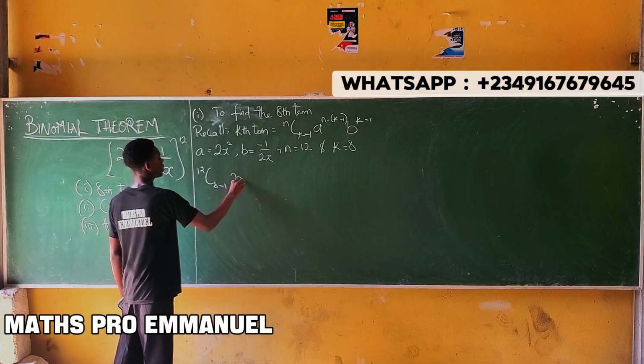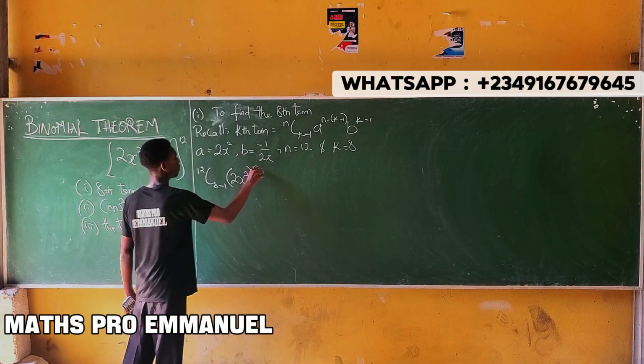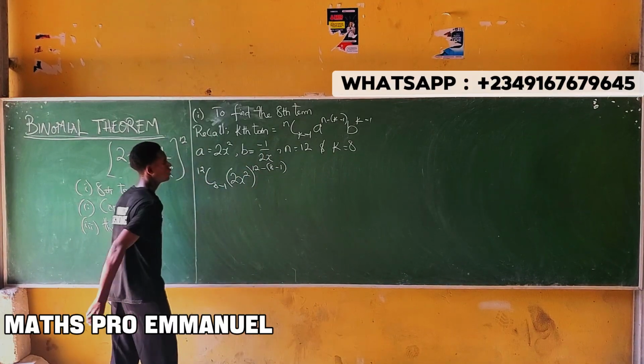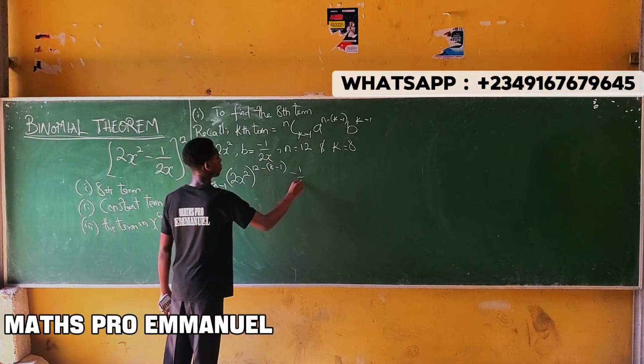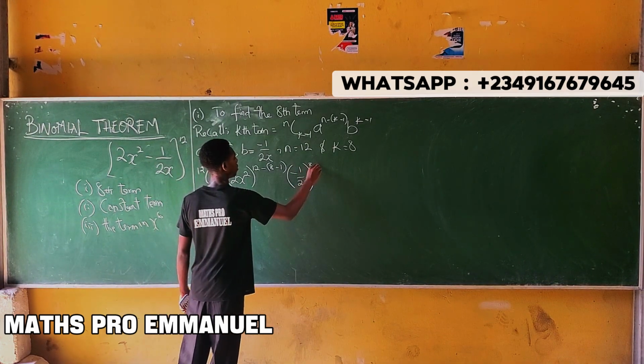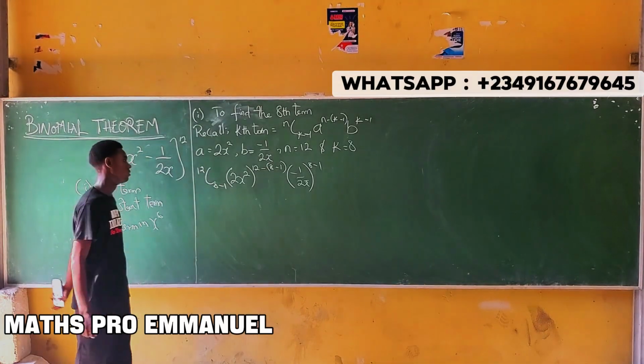Then A is (2x²)ⁿ, where the exponent is 12 minus k minus 1, that is 8 minus 1 in a bracket. Then B is what? (−1/2x) raised to the power of 8 minus 1. So I've successfully fixed all the values.